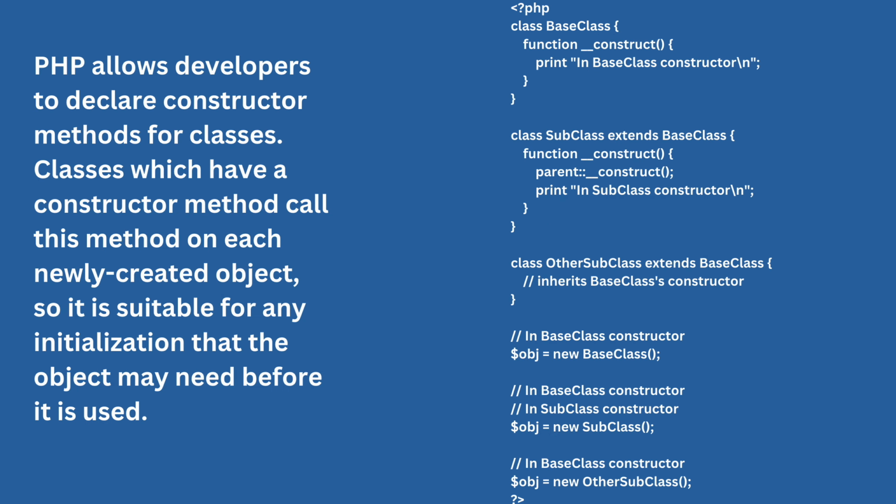Now see constructors and destructors. We have already seen what a constructor and a destructor are. PHP allows developers to declare a constructor method for a class. A class which has a constructor method calls this method on each newly created object, so it is suitable for any initialization that the object may need before it is used.